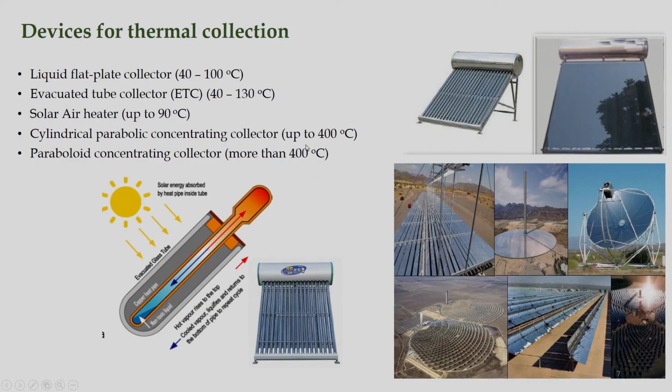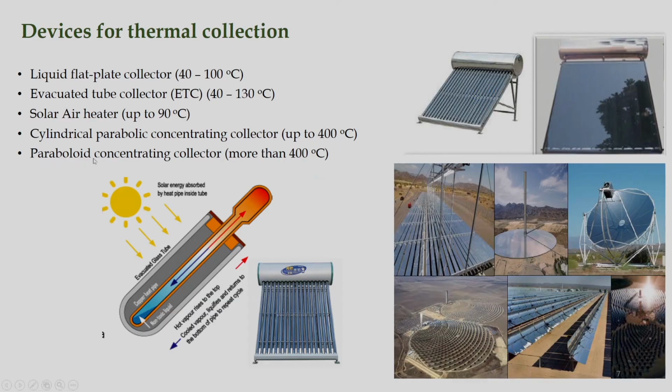And if we can generate heat up to 400 degrees C, then we can use it for power plant applications, and this is done through cylindrical parabolic concentrating collectors. This is a one axis tracking system, sometimes also called a line tracking system. Here, single axis tracking is possible. Tracking means movement of the concentrator. We will discuss these issues in later slides.